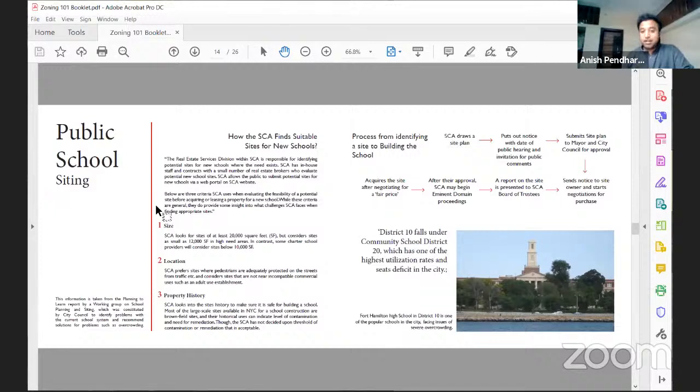Basically the site should be clean. If it is a brownfield site, then adequate tests have to be done to determine if the lot is safe to build a school, and things like that. And how does the process go from identifying a site to building a school?